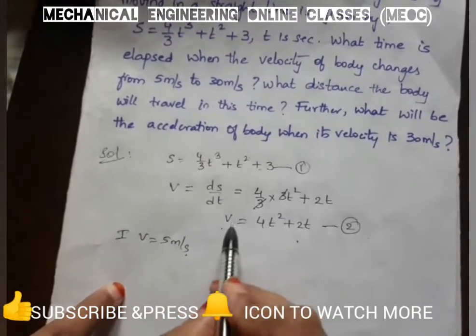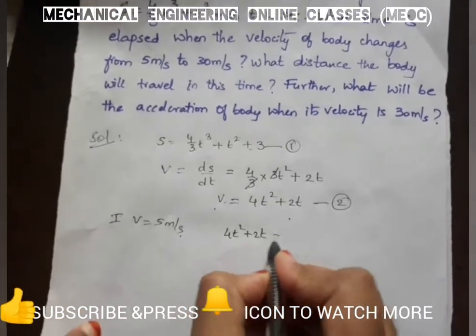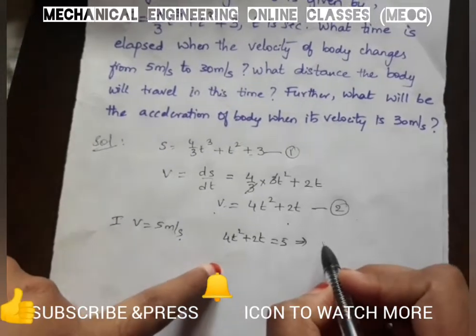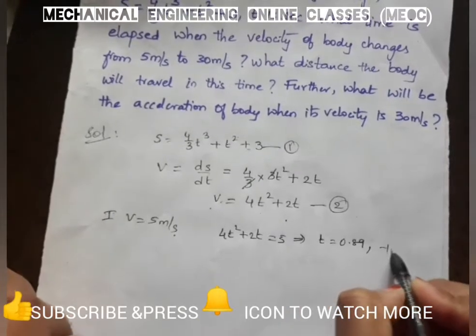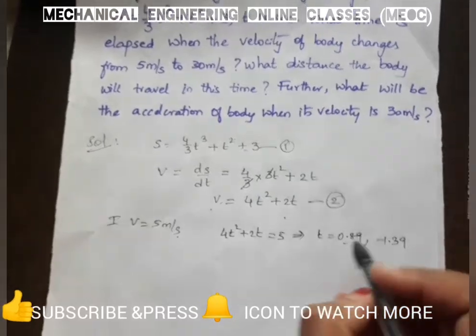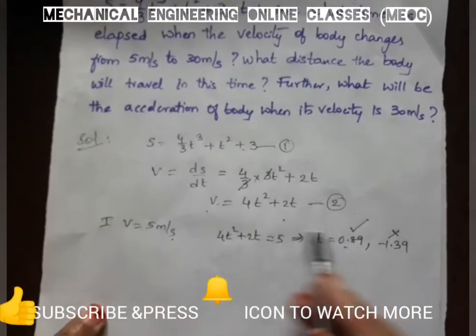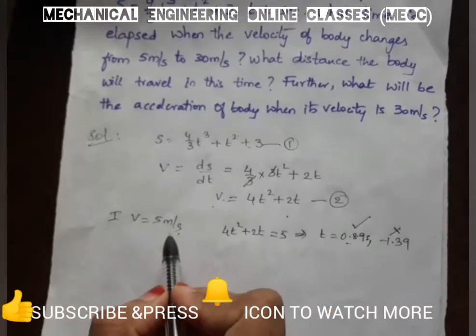So, substitute 5 here. We have 4t square plus 2t is equal to 5. Now, on solving this quadratic equation, you get two answers for t. One is 0.89 and the other is minus 1.39. Time cannot be negative, so neglecting this, I am picking up this. So the time is 0.89 seconds when velocity is 5 meter per second.